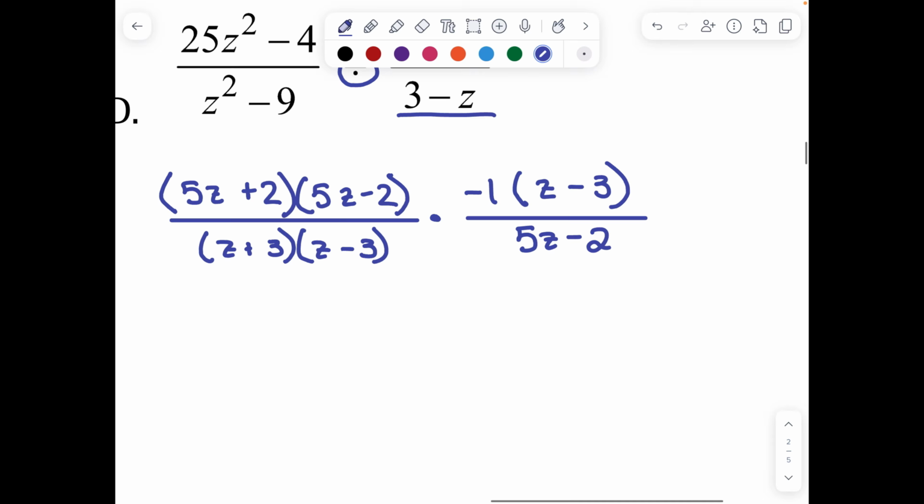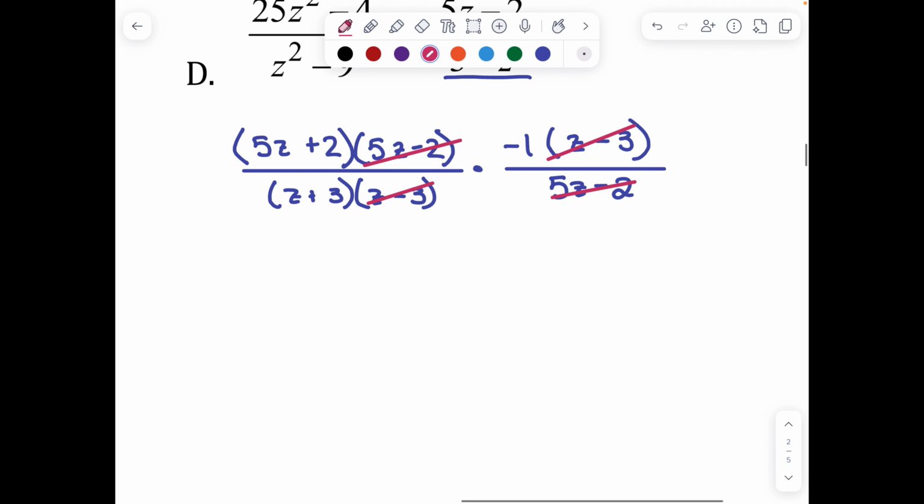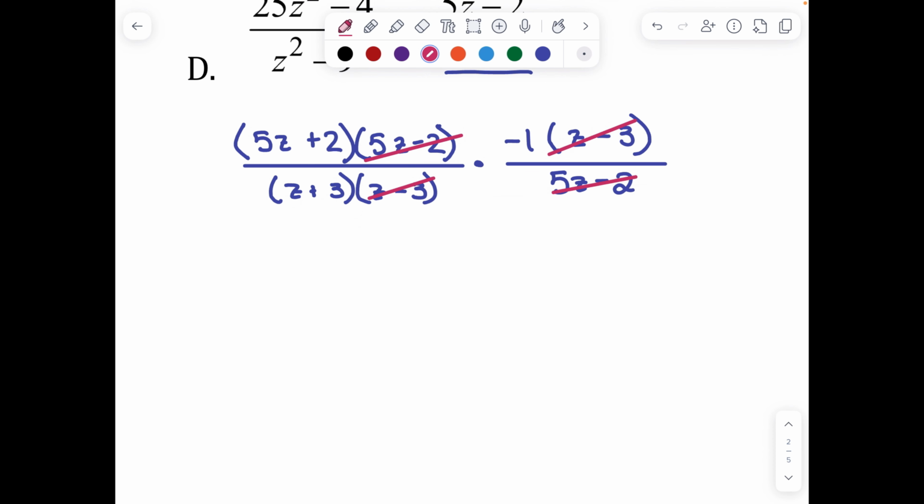Now I'm going to go ahead and simplify. So I see a 5z minus 2 in my numerator, 5z minus 2 in my denominator. I see a z minus 3 in my numerator, and a z minus 3 in my denominator. So we're going to simplify this to negative 1 times 5z plus 2. So we can just leave it that way. Over just z plus 3.